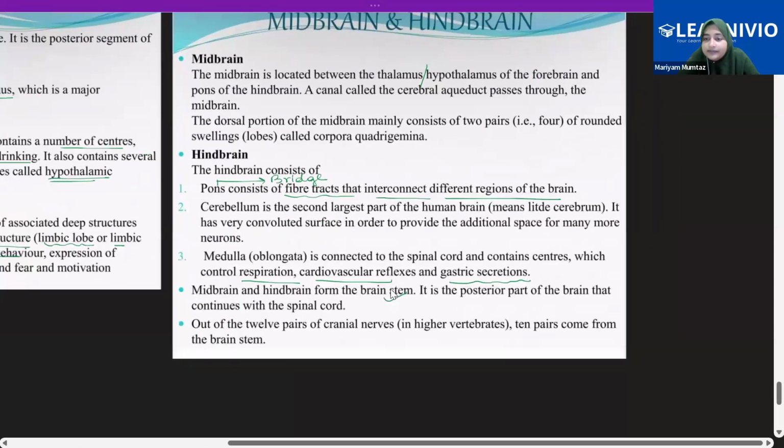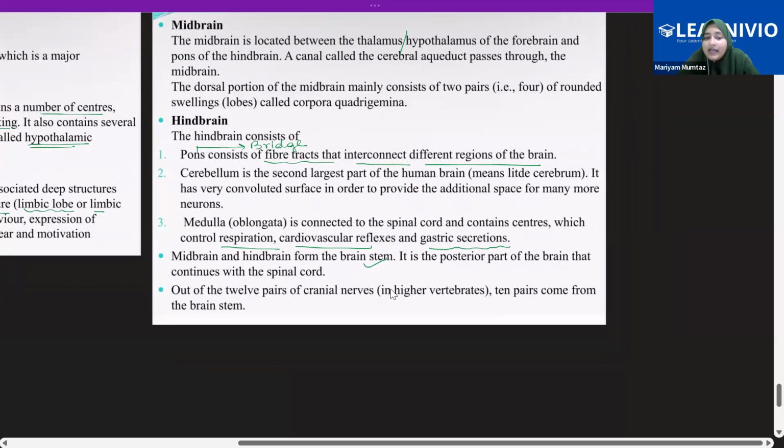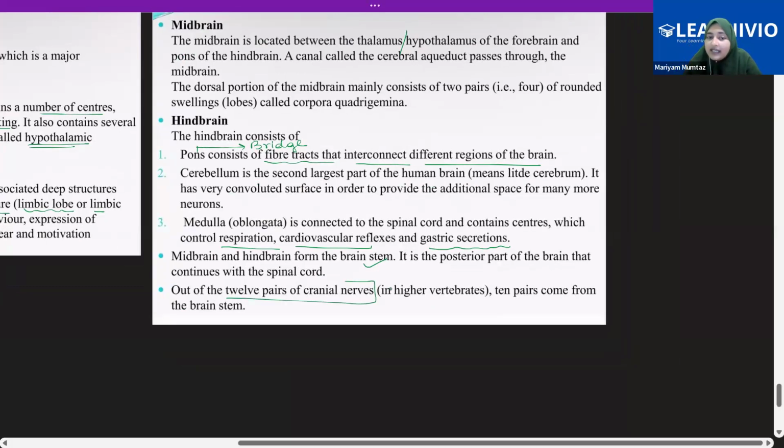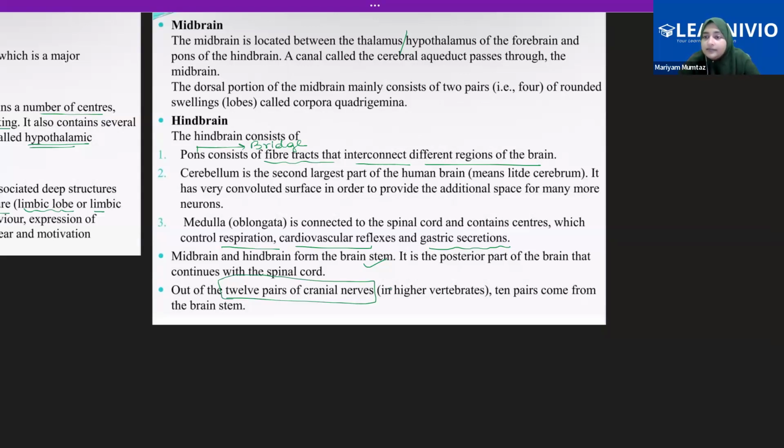We had two lines that were left. Midbrain and hindbrain, they together form the brain stem. It is the posterior part of the brain that ultimately continues with the spinal cord, right? The ending of the brain stem and the beginning of the spinal cord is there. Now, out of the 12 pairs of cranial nerves, 10 pairs come from the brain stem. Now, see, presence of 12 pairs of cranial nerves is a characteristic feature of vertebrates. Is it clear to everyone?